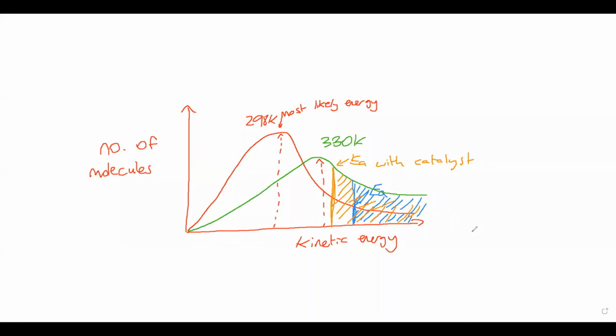So the catalyst speeds up the rate of reaction because it provides an alternative pathway with a lower activation energy, meaning more molecules have the required amount of energy for a successful collision, making it statistically more likely that two molecules with the correct activation energy will collide with the right orientation.